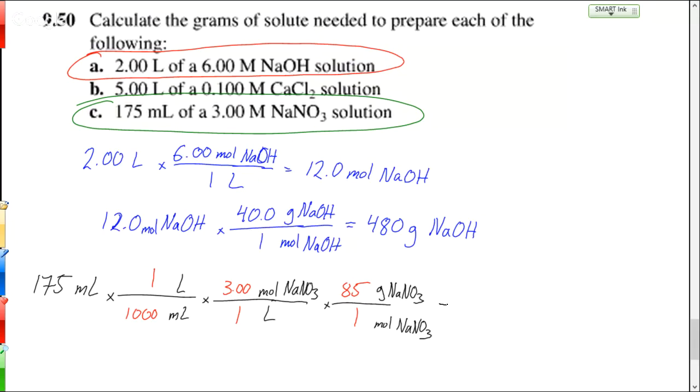Okay, so you put that all together, what do you get? 44.625 grams. All right, so we'll say 44.6 grams of sodium nitrate. So you would take your 44.6 grams of sodium nitrate, put it in the volumetric flask, dilute it to 175 milliliters. You'd have your perfect 175 milliliters of a 3 molar solution ready to go for whatever terrible things you want to do with it.